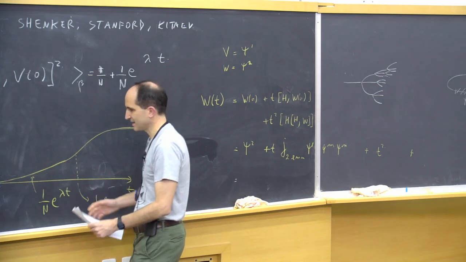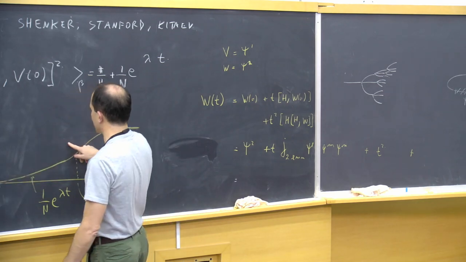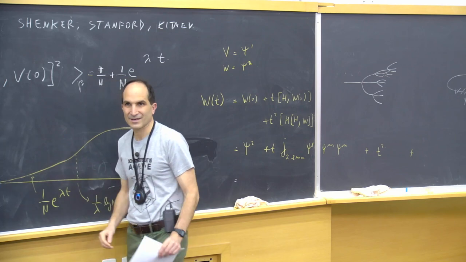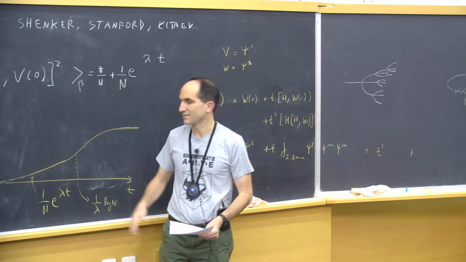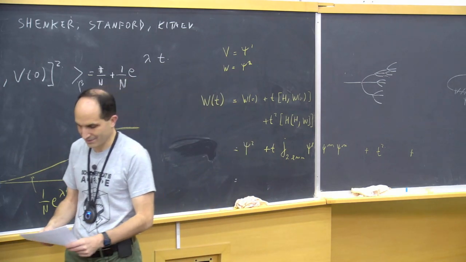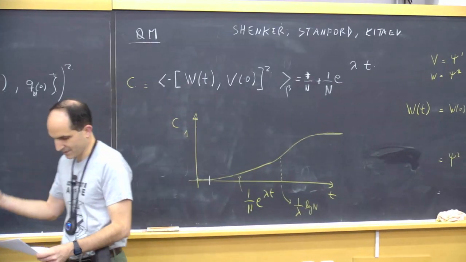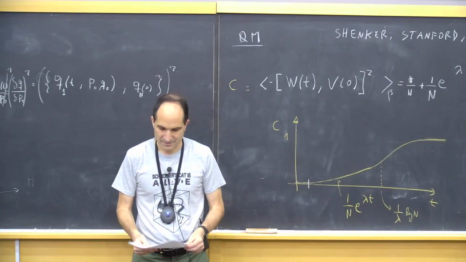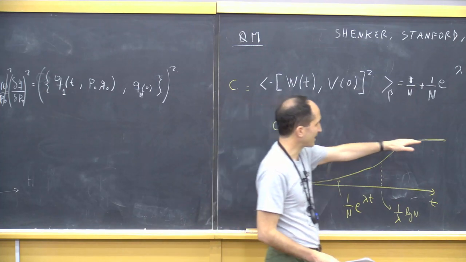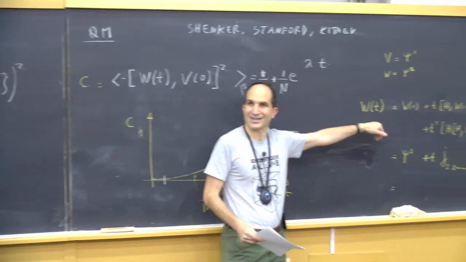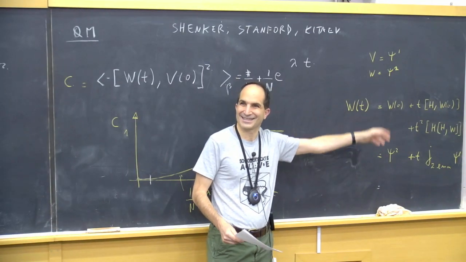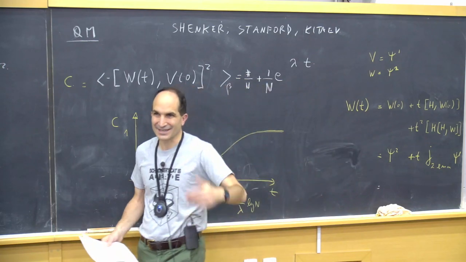If you had a finite N system, the commutator might just grow fast and become order 1 quickly, or might oscillate or whatever, depending on the particular system. So in these large N systems, you expect it to saturate. Of course, you could have a quantum Poincaré recurrence after a very long time, and then it decreases again, but that's doubly exponential. I mean, extremely long times.